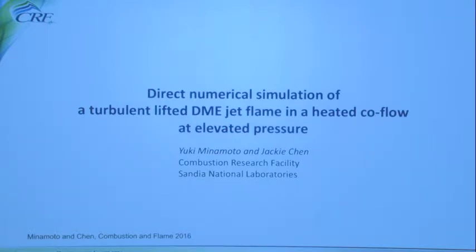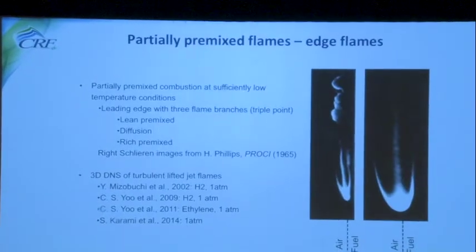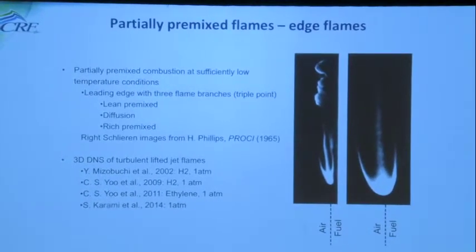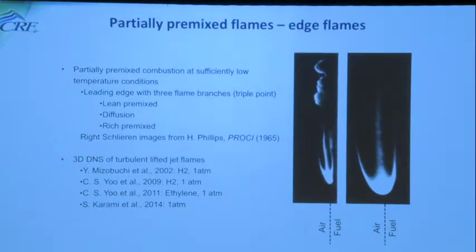So we then moved on to looking at DNS in a lifted dimethyl ether jet flame, also in a hot coflow, but at a slightly elevated pressure. And here, the lifted flame base looks a little bit different than before, and especially here, we started to see the appearance of what's known as edge flames. These are partially premixed flames that have a rich branch, a lean branch, and a trailing diffusion flame under ambient temperatures.